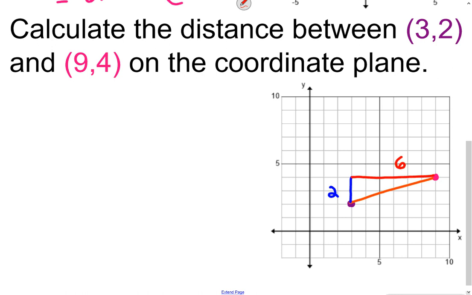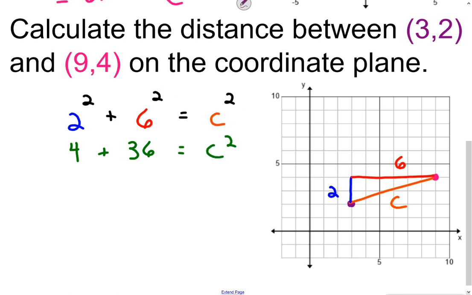And I now have everything I need for my Pythagorean theorem. 2 is going to be my A, 6 is going to be my B, and my hypotenuse I'm going to call C again. So there's my A, my B, and my C. I just need to make sure that it's A squared plus B squared equal to C squared. And now we solve our equation. 2 squared is 4, 6 squared is 36, equal to C squared.